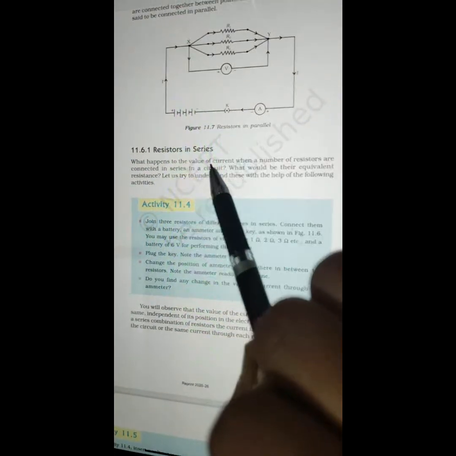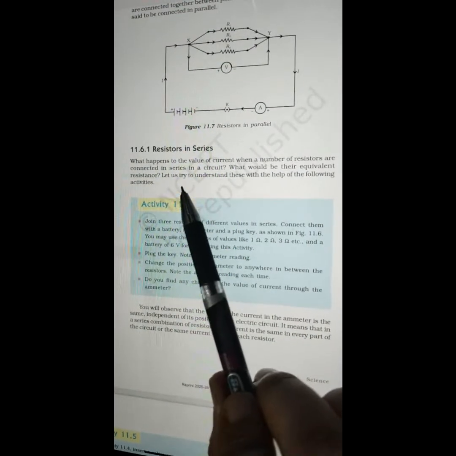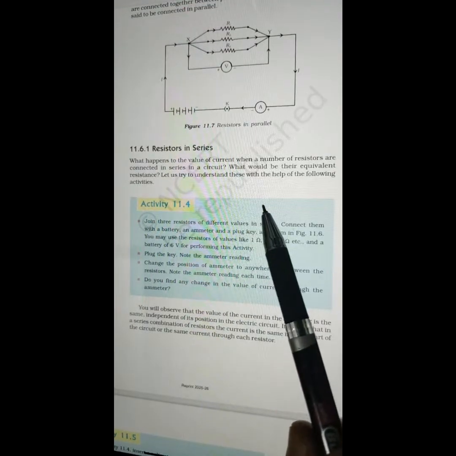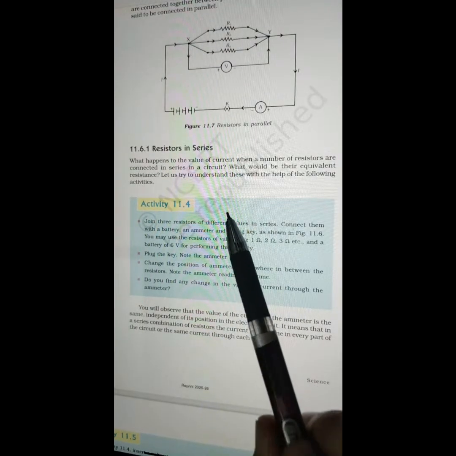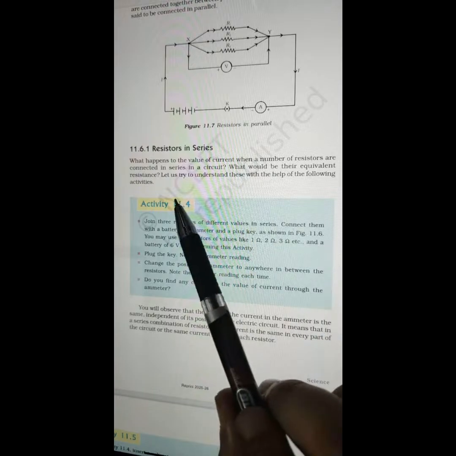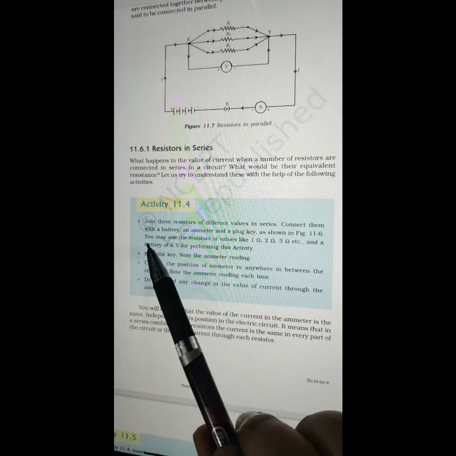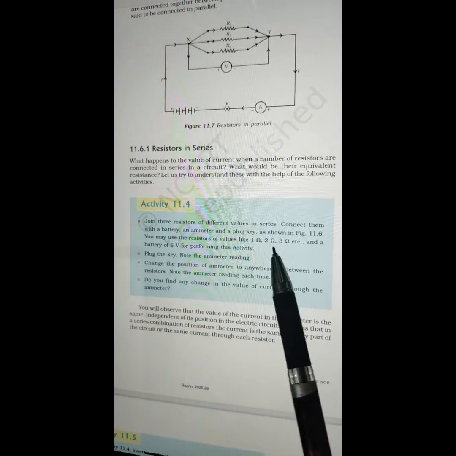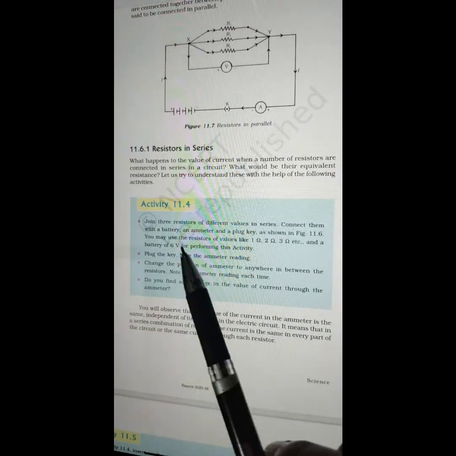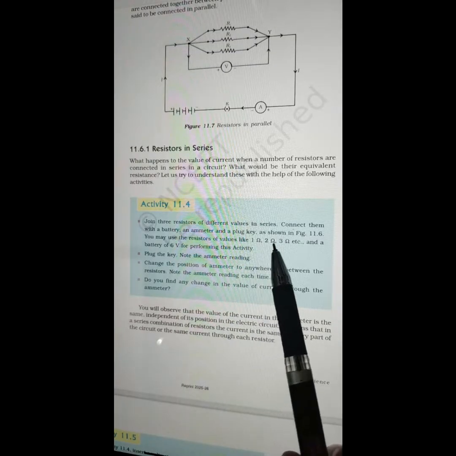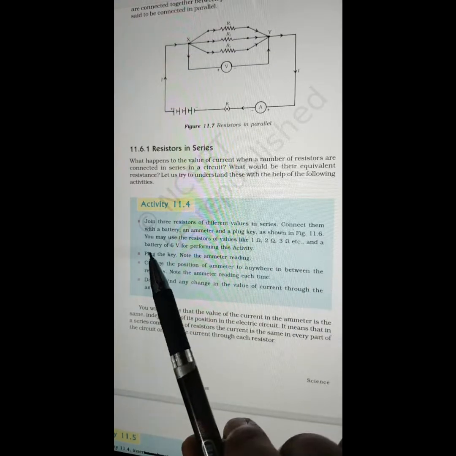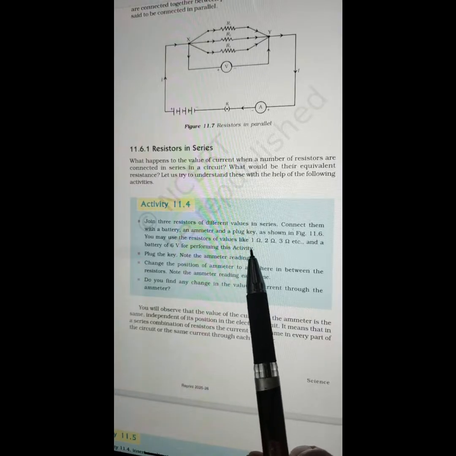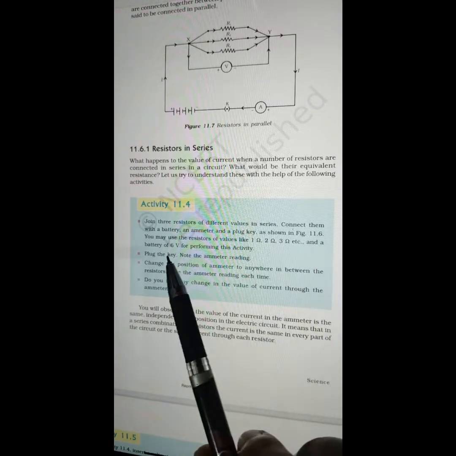11.6.1, resistors in series. What happens to the value of current when a number of resistors are connected in series in a circuit? What would be their equivalent resistance? Let us try to understand this with the help of the following activities. Activity 11.4: Join three resistors of different values in series. Connect them with a battery, an ammeter, and a plug key as shown in figure 11.6. You may use resistors of values 1 ohm, 2 ohm, 3 ohm, etc. and a battery of 6 volt for performing this activity.